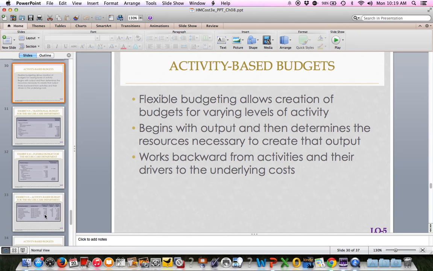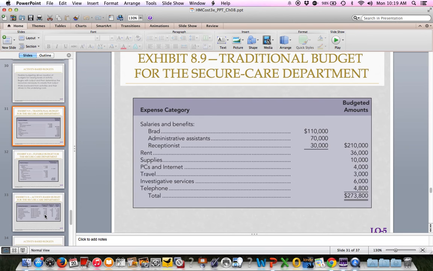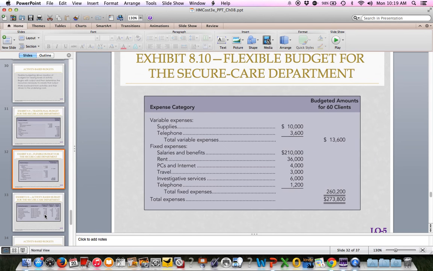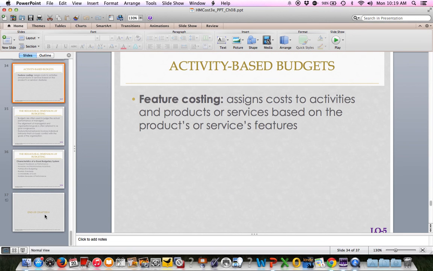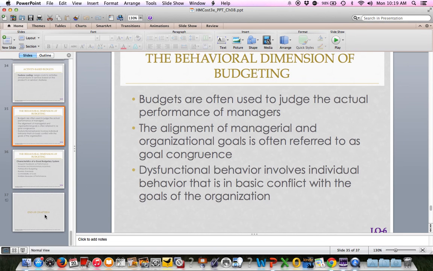Just so you know, I'm skipping activity-based budgeting. I'm just not going to cover that topic, so don't worry about questions or anything like that. It's just a couple of pages in the book, so don't worry about activity-based budgeting. I'm not going to ask you questions about that. Traditional-based, here, let's see. So I'm going to skip that, skip that, skip that, skip that, and then get down to here, behavioral.